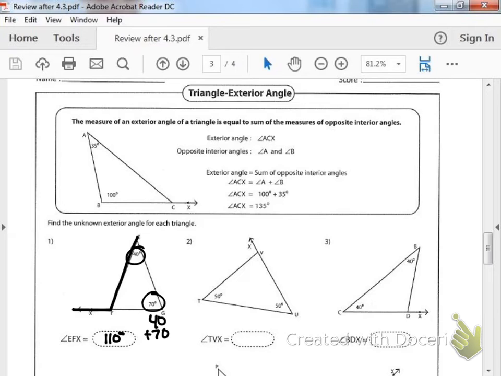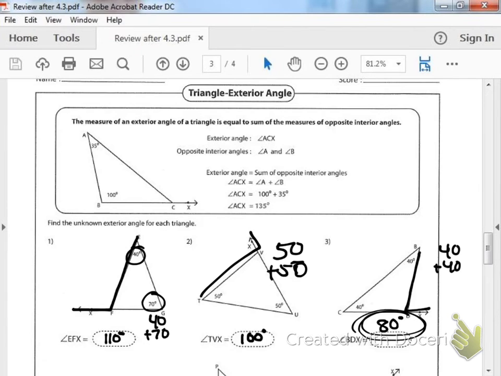So convenient. All right, on the next one, we're looking for TVX. So 50 plus 50, obviously 100. And then number 3, we're looking for BDX. 40 plus 40. Oh wait, no, 80. 80, very good. It looks like I drew 60 in there, but then I think I drew 80. Yes, just penmanship error. Okay. Questions? Anyone need more time with the first 3?